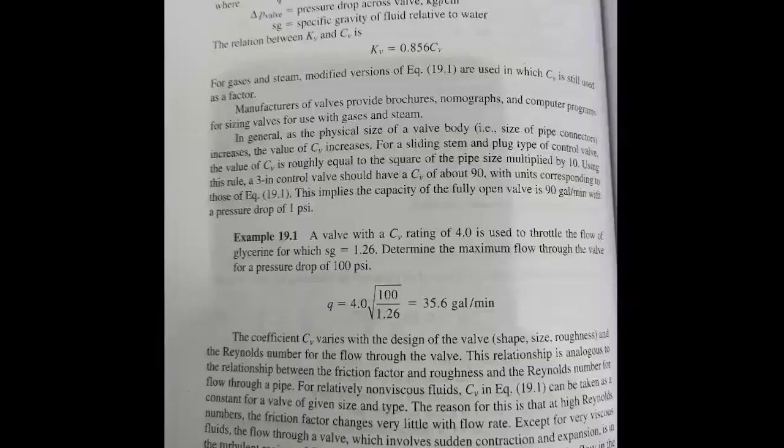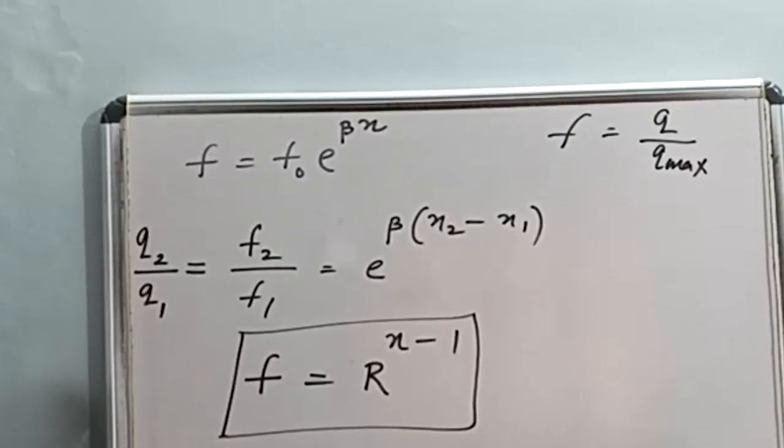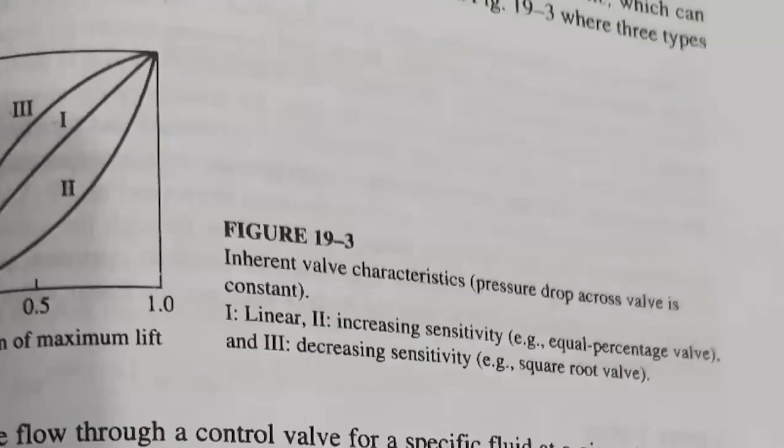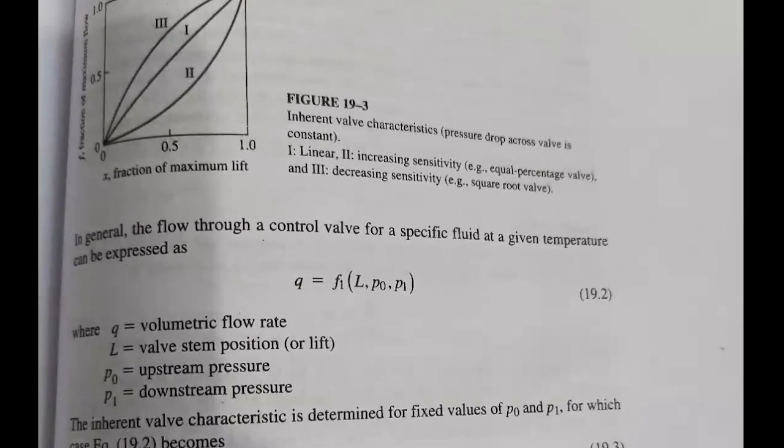For example, if you see the book, this part is given. This is also given in your Kastner, so if you want, you can go through that Kastner book as well for valve sizing. These are the valve characteristics: fraction of maximum lift, what is Q, what is L, what is P naught. Everything you need to understand. There are also some shortcuts for solving these questions, so we'll see some questions and discuss the shortcuts as well.